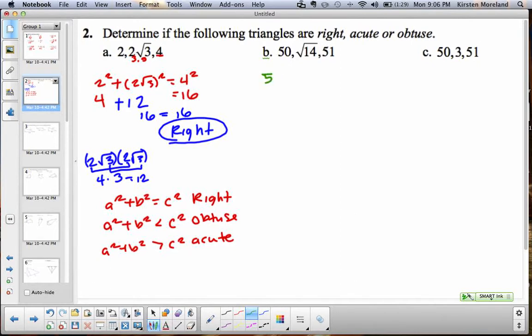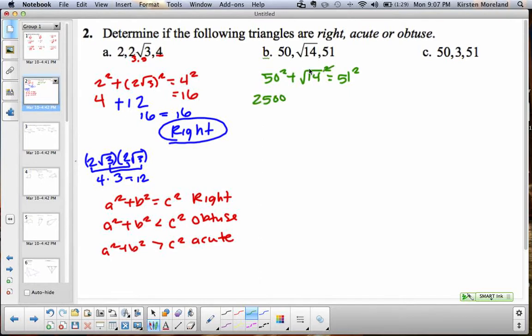I have 50 squared plus square root of 14 squared equals 51 squared. 50 squared is, I think, 2,500. Oopsie, wrong number.